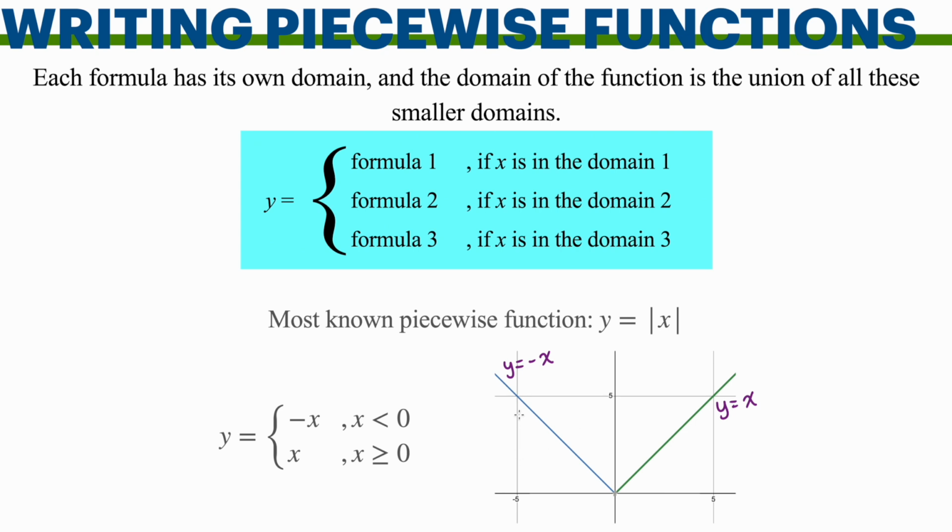So for example, if x equals negative 5, that is in this domain, which means I'll plug it into this formula. So a negative times a negative 5 is how it actually turns positive. And if I wanted to know when x equals 5, that is inside this domain, which means I plug 5 into the x, which is how I also get 5. So the absolute value function is actually a piecewise function.